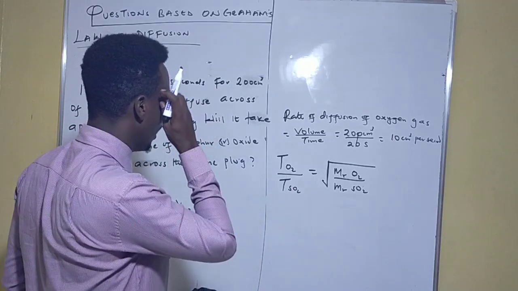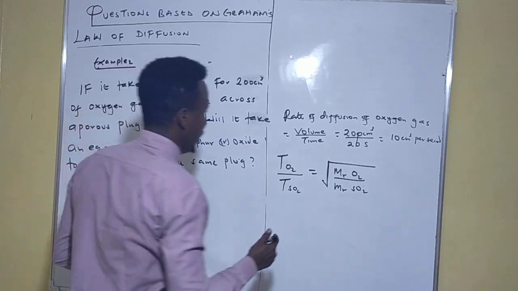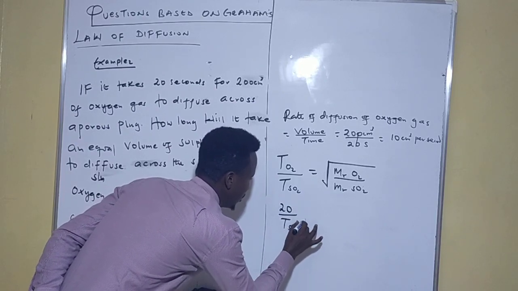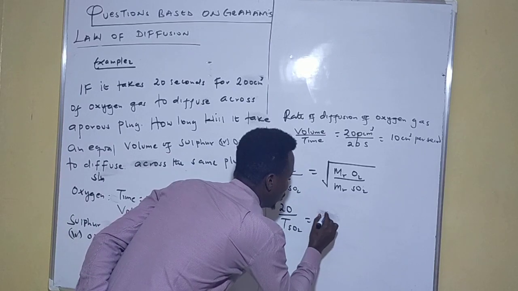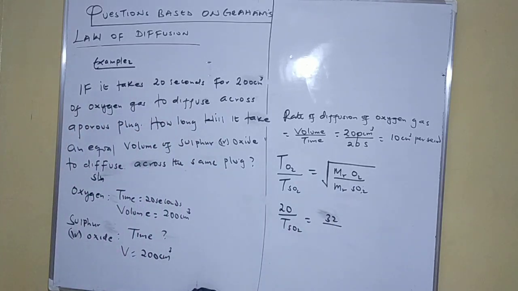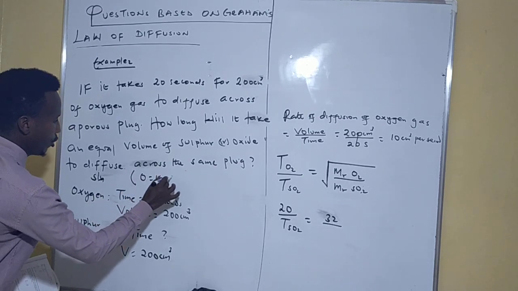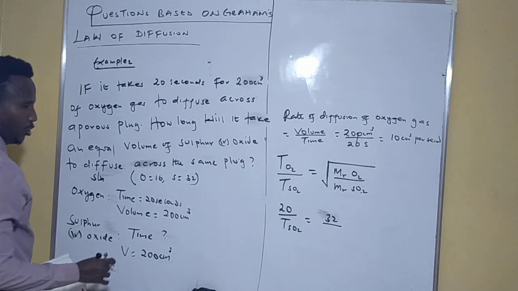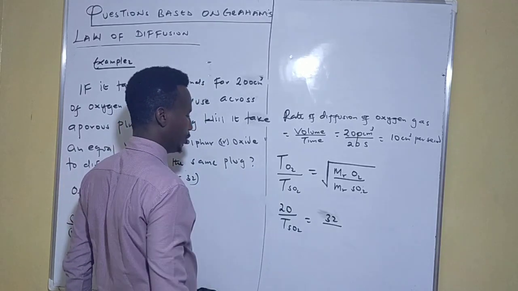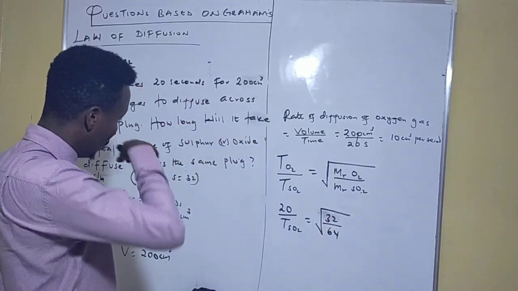So time for oxygen divided by time of sulfur dioxide is equal to 16 times 2 over the molar mass of SO2. These are not given as such, but you can place in brackets O equal to 16, S equal to 32. Sulfur dioxide is S plus O2, which is 32 plus 16 times 2, giving 64, all under the root.